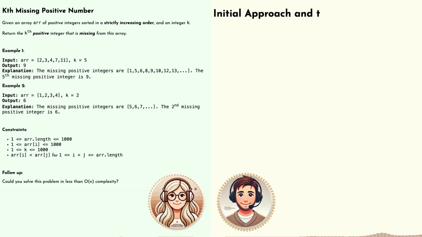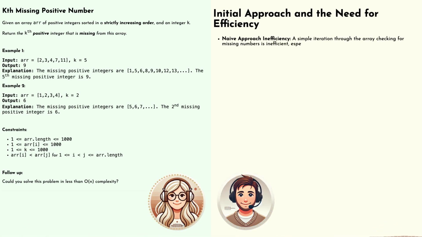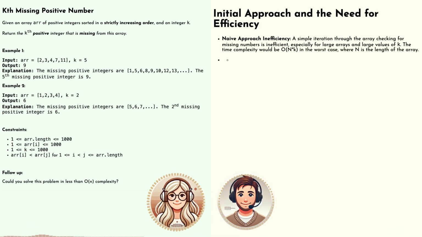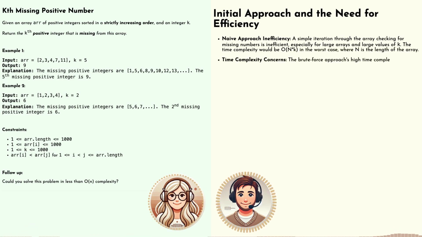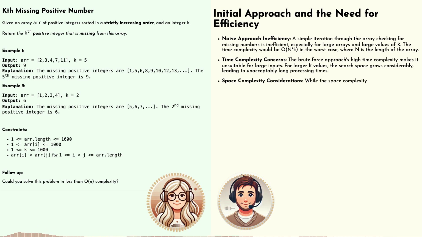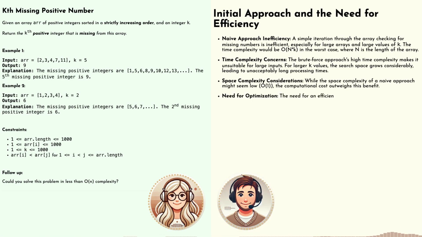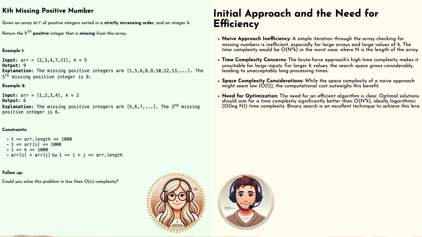Let's do another example just to make sure everyone's following along. Say our array is 1, 2, 3, 4, and k is 2. The array already contains the first 4 positive integers, so the second missing one would be 6. So it's not just about what's missing in the array itself. It's about this sequence of positive integers that could be missing. We have to account for those gaps at the beginning, too.